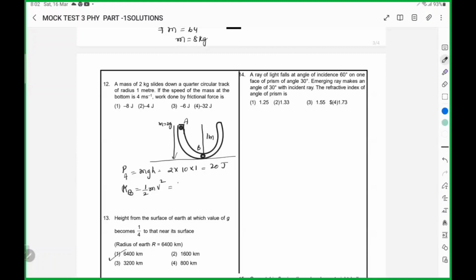square. Mass here is 2 kg, velocity given, 60 joules. But energy here is 20, here 60, which means there is a loss due to friction. So that is the work done by the frictional force, which is equal to the difference, that is 4 joules. Work done will be minus 4 joules.